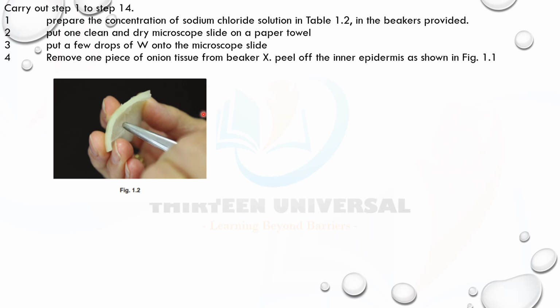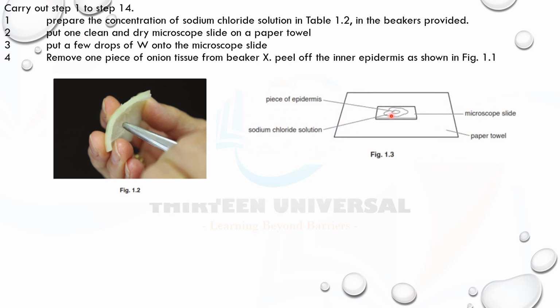You see how you are peeling it off, using this instrument to peel off the inner layer. Then to pull it off, you'll be given this. So this is a piece of epidermis. You put it on the microscope slide. This epidermis you have peeled off, put it on the microscope slide, and then cover it with W, which is water, or any of the concentrations.